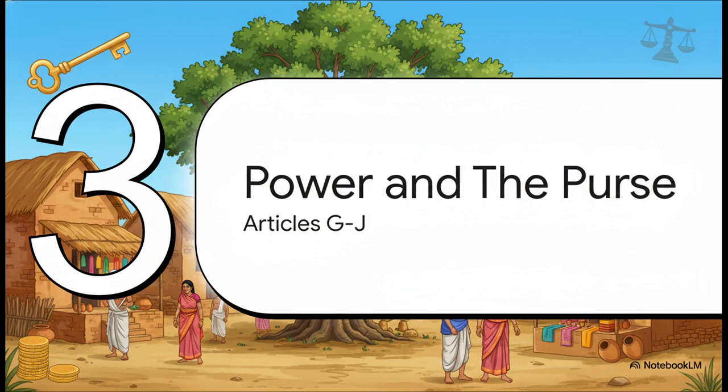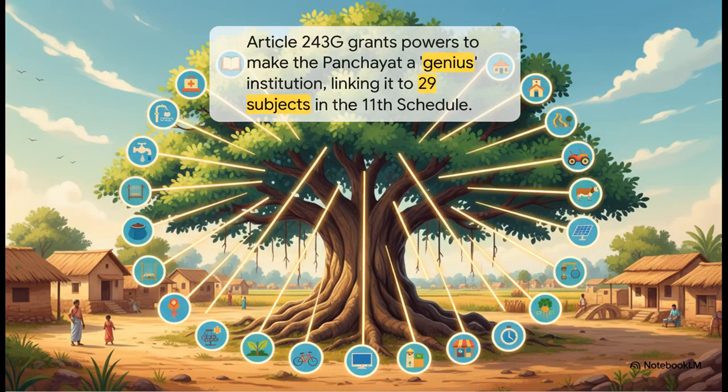And how does it pay for things? These next 4 articles, G through J, are where we get to the real meat and potatoes, power and money. This is all about empowerment. Our keyword is G for genius. The idea is, to make a panchayat a truly effective or genius institution, you have to give it real power and authority. And that's what Article 243G does.